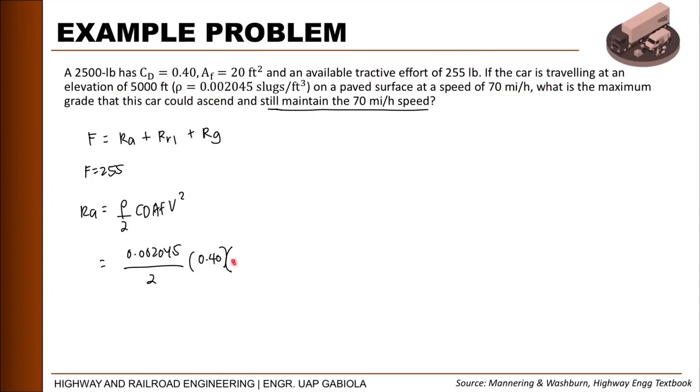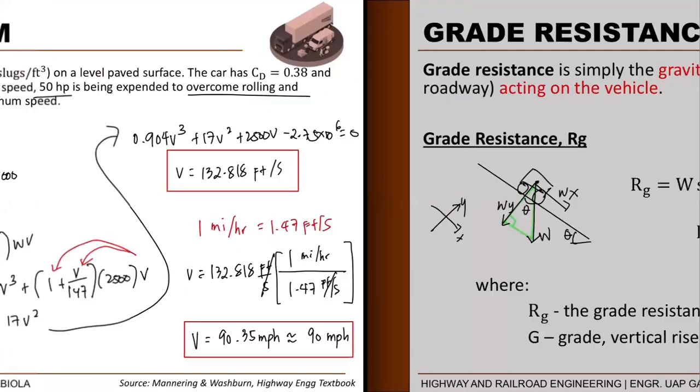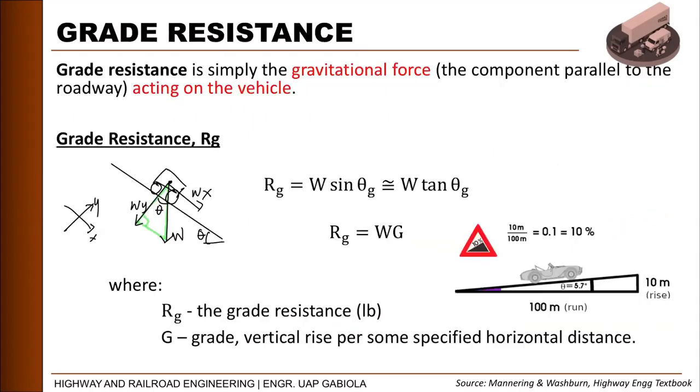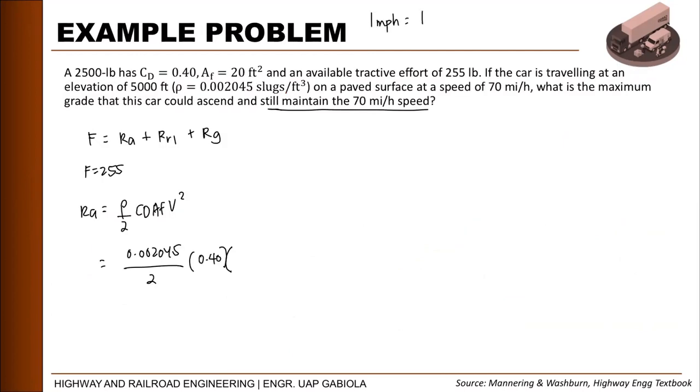Pero nung kanina, ang required natin for velocity, dapat naka feet per second siya. So, may conversion tayo kanina na how much ngayon? We have 1 mile per hour is 1.47 feet per second. Okay? So, yung 70 miles, para maging feet per second, so 1 mph is equals to 1.47 feet per second. Okay? Cancel yung miles per hour. So 70 times 1.47. Okay? That is equivalent to 102.9 feet per second. Okay? So 102.9 feet per second squared.